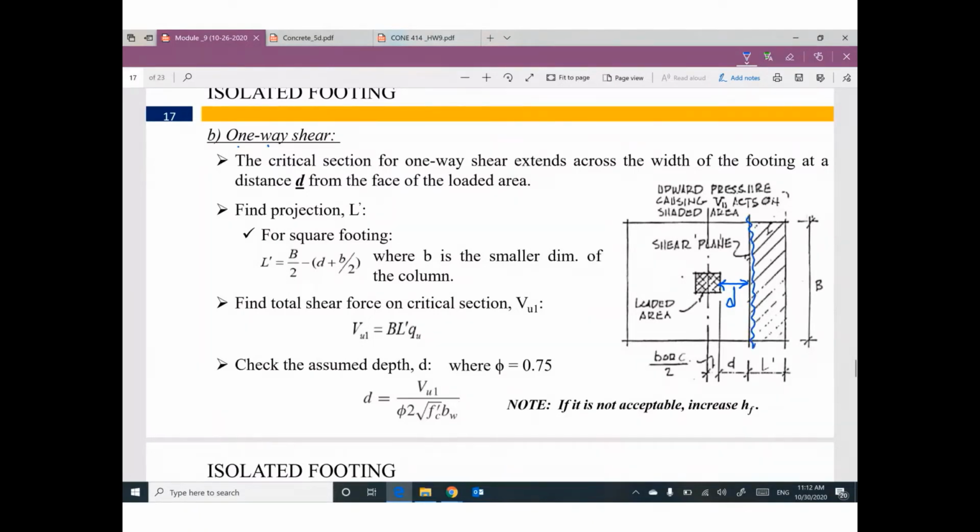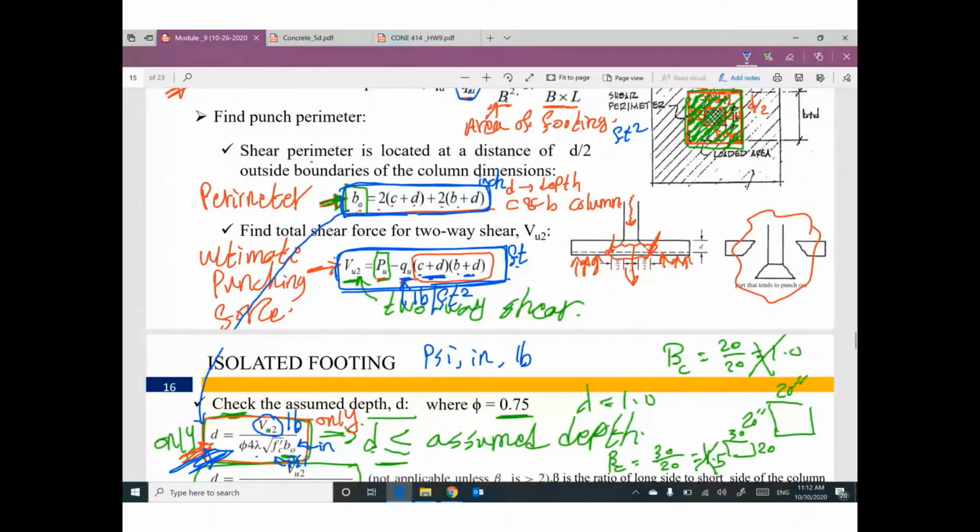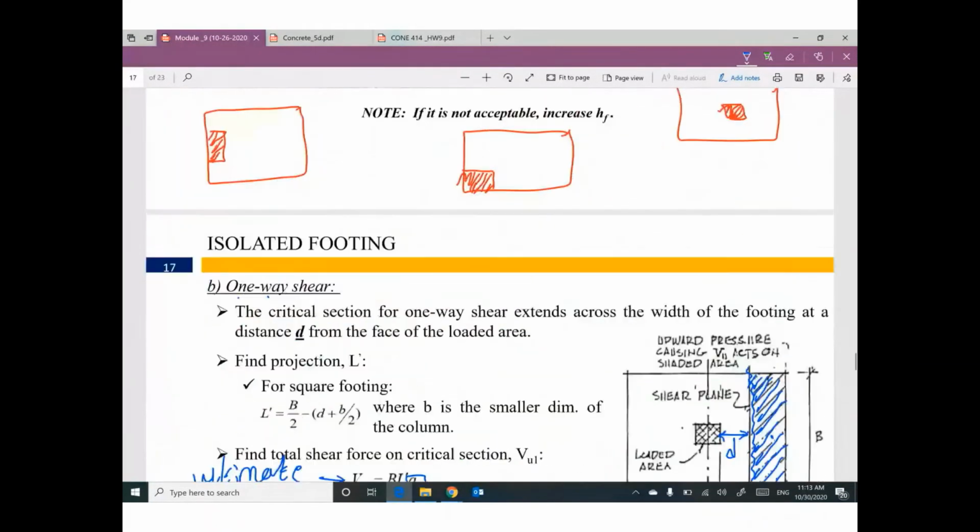Can you figure out this area? And then multiply this area by q ultimate, I can figure out the ultimate shear force. I'll call it V ultimate 1 to make sure we have a difference from V ultimate 2. V ultimate 2 for punch, V ultimate 1 for shear.